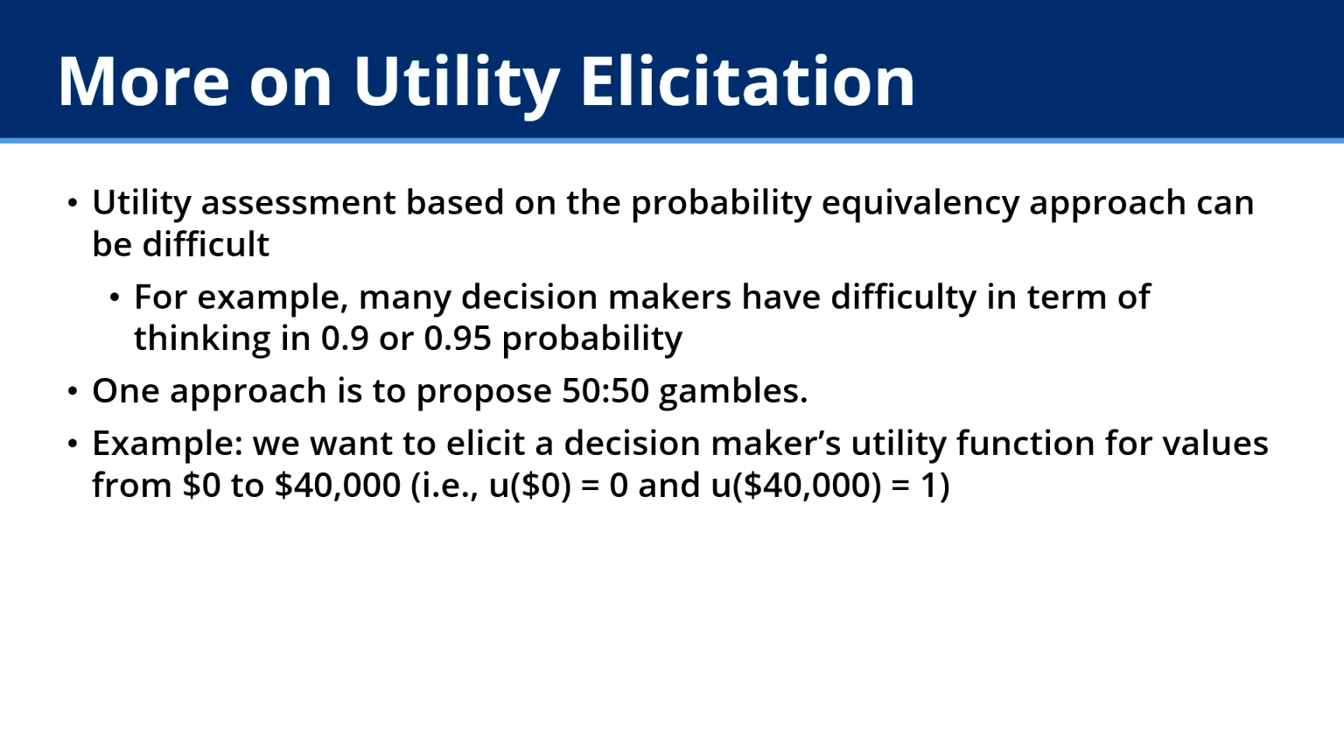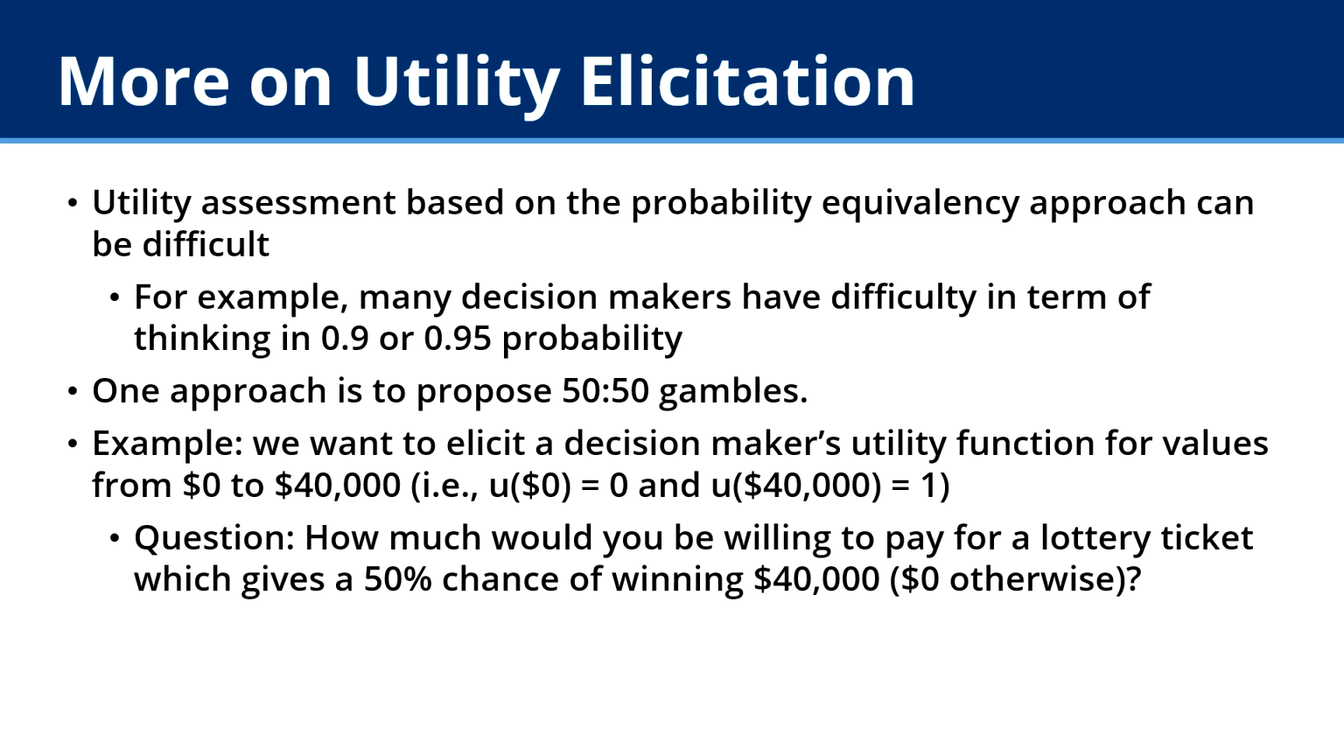We want to elicit a decision maker's utility function for values from $0 to $40,000. The assumption here is that the utility for $0 is 0, and the utility for $40,000 is 1, the maximum utility. The question we would ask the decision maker is, how much would you be willing to pay for a lottery ticket which gives you a 50% chance of winning $40,000 or $0 otherwise? And let's say the person says $10,000.